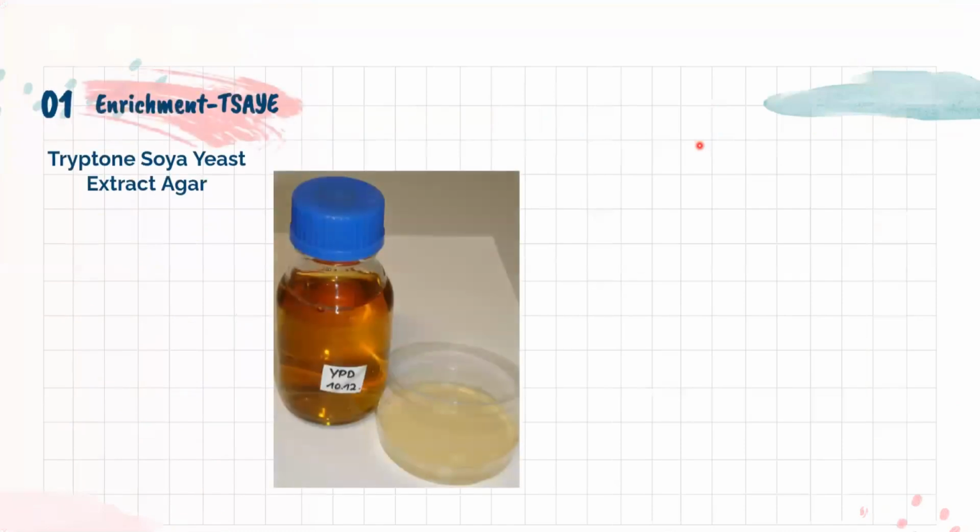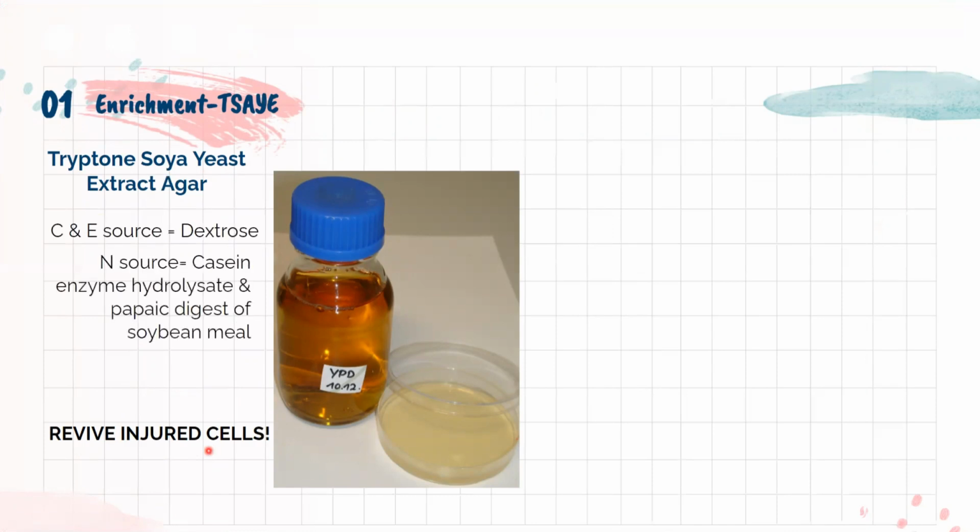Next is the two-in-one method, as I was telling you. The first step of that method is the enrichment. So we use the TSYE medium, that is the tryptone soya yeast extract, and this medium is used to revive the injured cells. So what does it constitute of? The sole source of carbon and energy in this is dextrose. The nitrogen is provided by casein enzyme hydrolysate and peptic digest of soybean. Yeast extract provides the vitamin B complex.